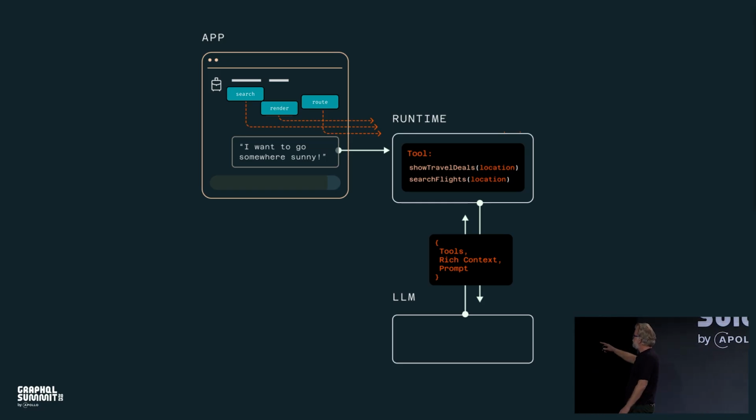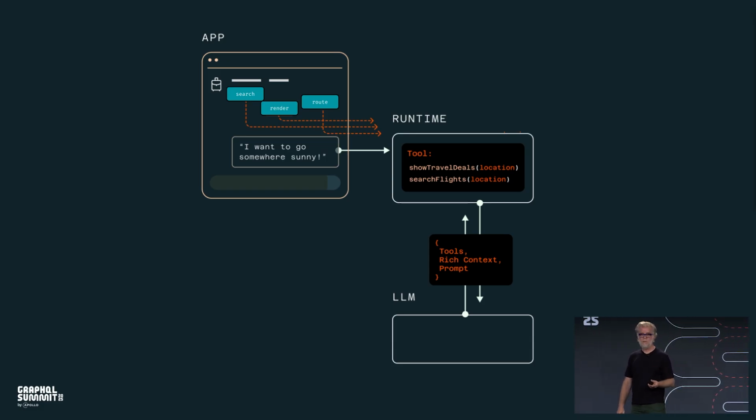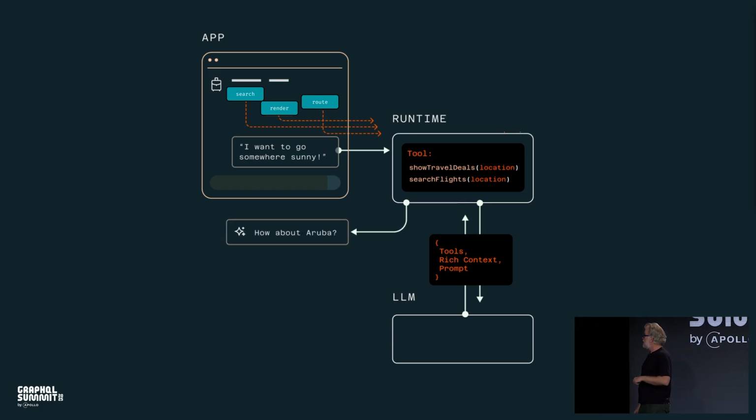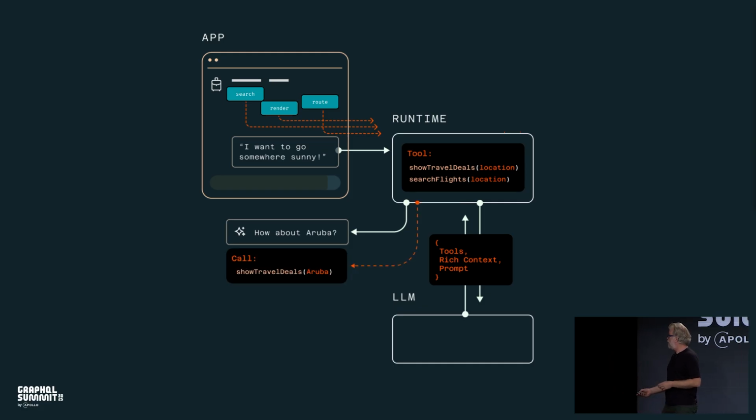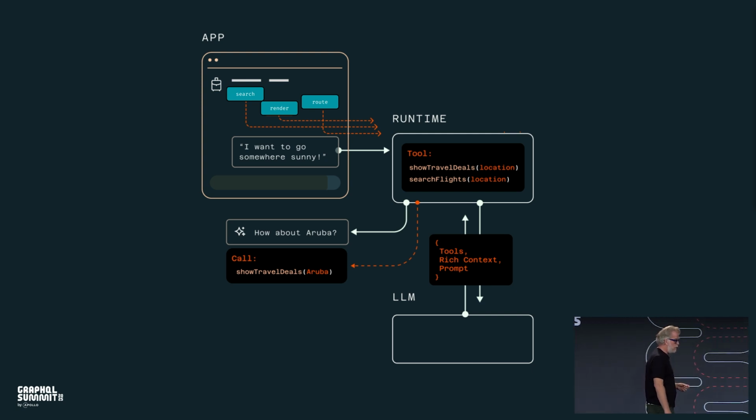In this case, in my example, I've showed travel deals and search for flights. And these will each come with enough metadata for the agent to decide if it's appropriate to call that method then. When I searched for flights, it didn't call the search hotel method. When I searched for hotels, it only called the search hotel method. At this point, we can say not only how about Aruba, but call show travel deals for Aruba. And you guys saw that the page refreshed with, or redrew with hotel search results. Okay.